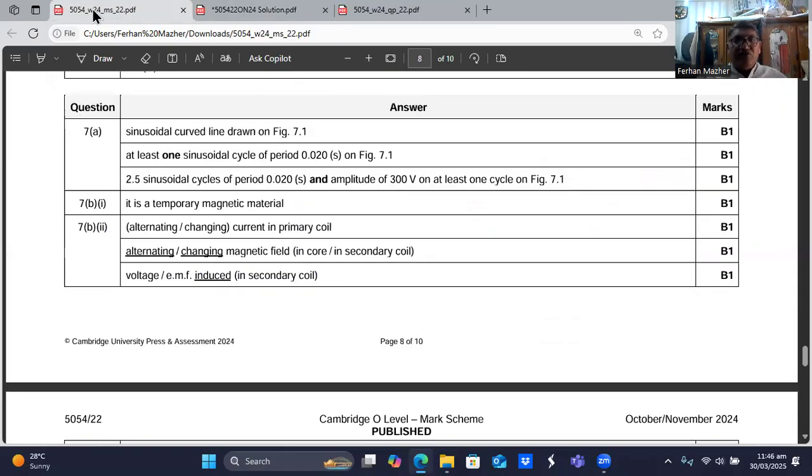So let me show you the answer. Alternating changing current in the primary coil, alternating changing magnetic flux in the core, in the secondary coil voltage EMF induced in the secondary coil. These are the 3 marks. And I hope you understand.